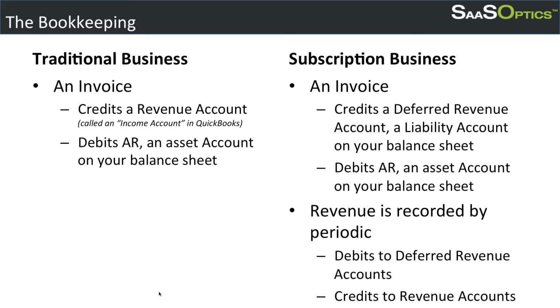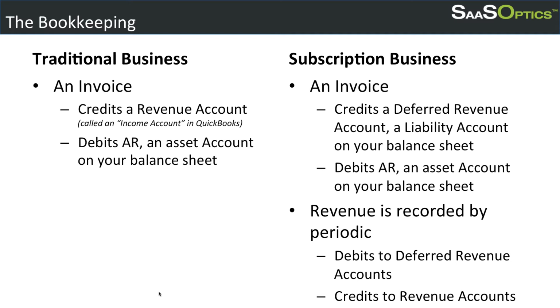Now in a subscription business, it's very different. When you generate your invoice, we put a credit to deferred revenue, which is a liability account, and it's a balance sheet account. So rather than putting the $100 in sales, or revenue, we put the $100 into deferred revenue, which is a liability account on your balance sheet. We also debit accounts receivable. In other words, we add the $100 to our AR. That's an asset. Again, it's an obligation by your client to pay you that $100 in the future.